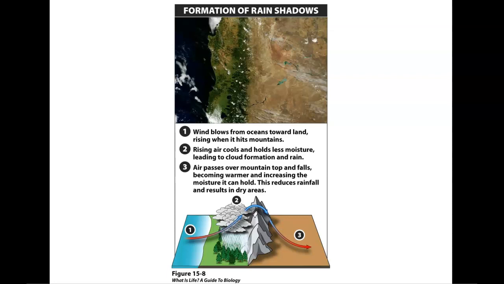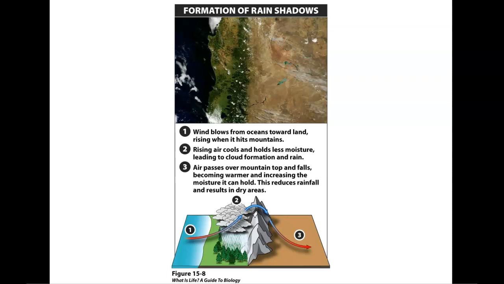Next, we go to a rain shadow. This is what you're going to see in this picture here. So you have wind that's going to blow in from the ocean towards land, rising, and then it hits the mountains. When it hits the mountains, that rising air is going to cool and it's going to hold less moisture. And so it's going to lead to cloud formation and rain.